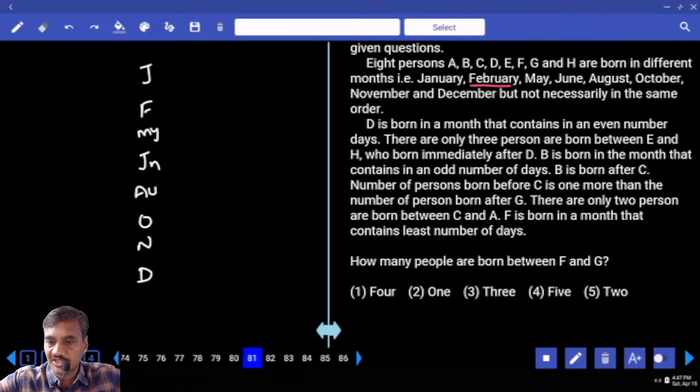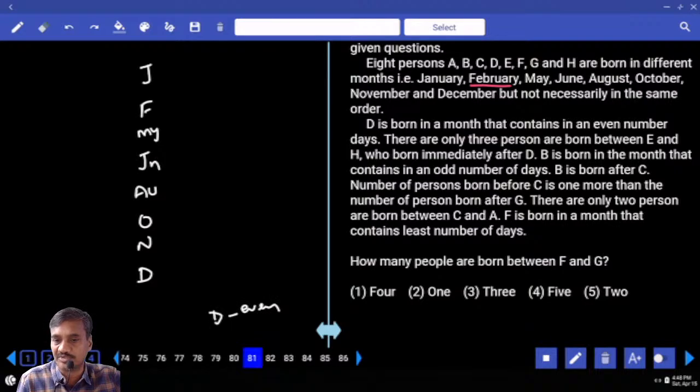Then D is born in a month that contains an even number of days. What even-number-of-days months are there? June, November, and maybe Feb, because the number of days in February is not known. Then D is born in a month that contains an even number of days. That means D is even.